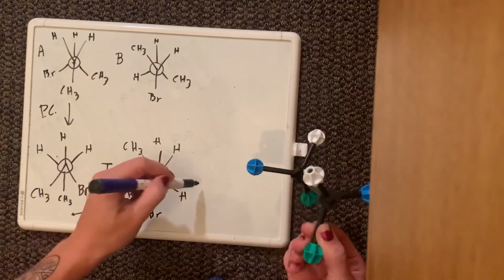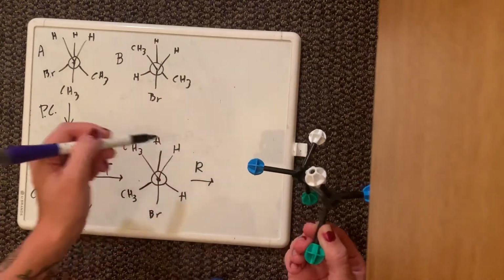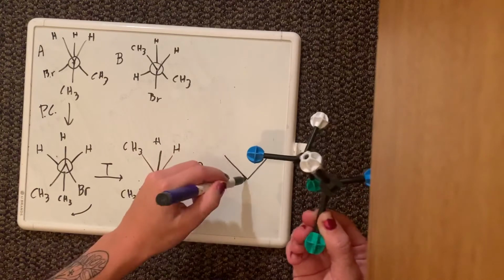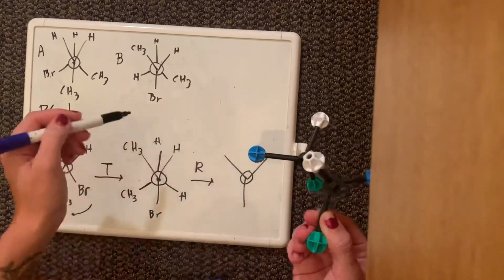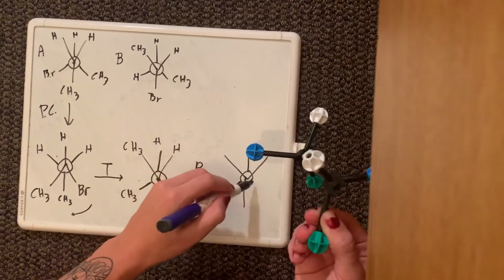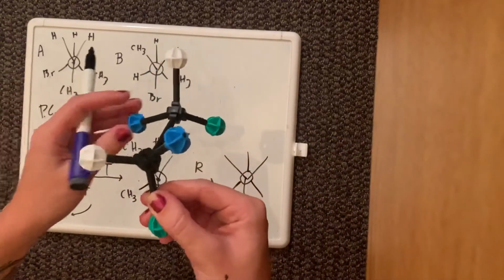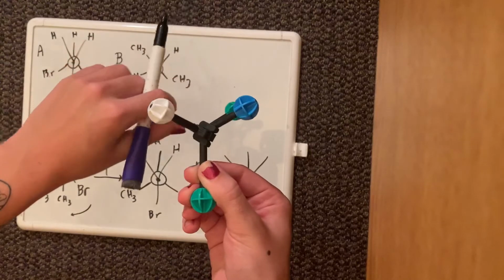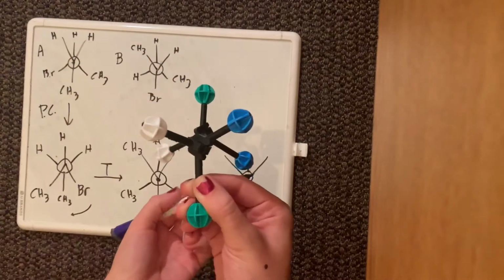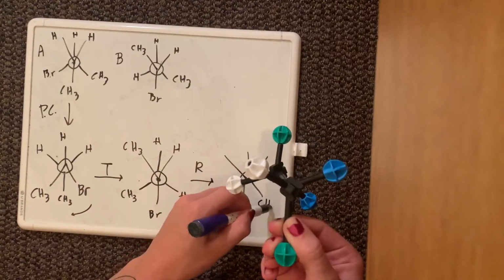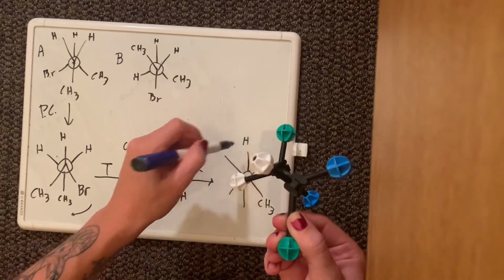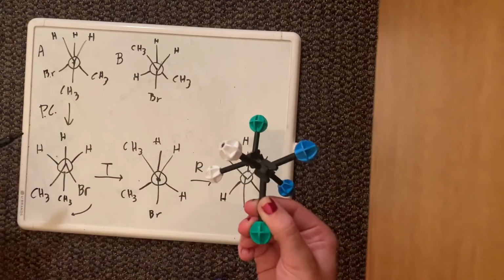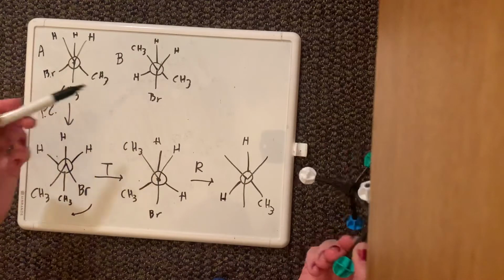So let's see what that does. Front carbon's going to stay the same. I'm not going to redraw the letters because we're focused on the back carbon. If I put my CH3 on this side and I turn it, here's my CH3. And our H's are just going to follow suit. Is it the same? Yes.